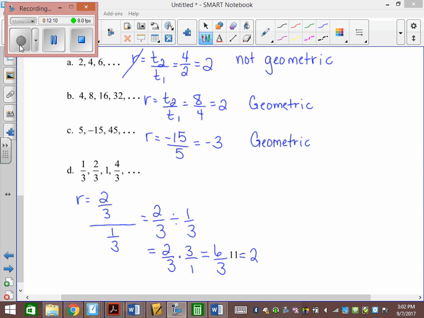Now let's check for right. So 1/3 times 2, so times 2/1, would be 2/3. Okay, we got there. Then 2/3 times 2, see if we get the next one, is 4/3. Is that the next one? No. So it's not. Make sense?